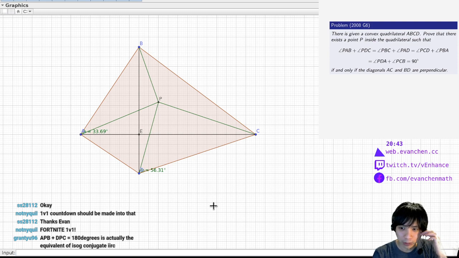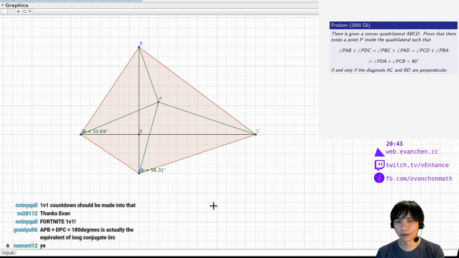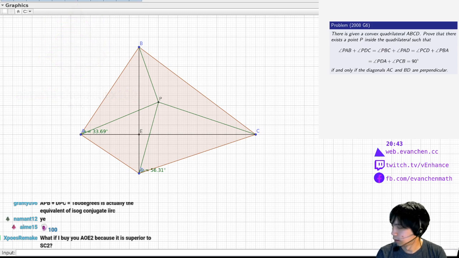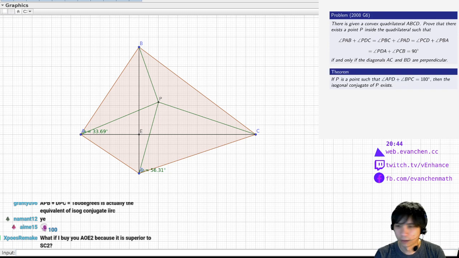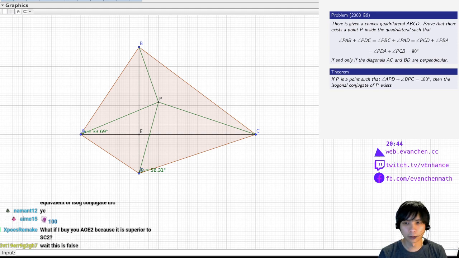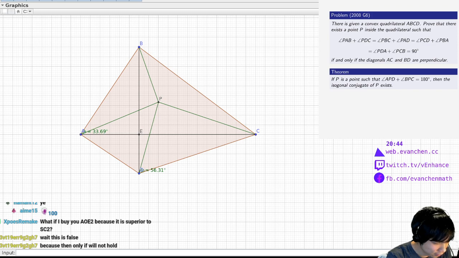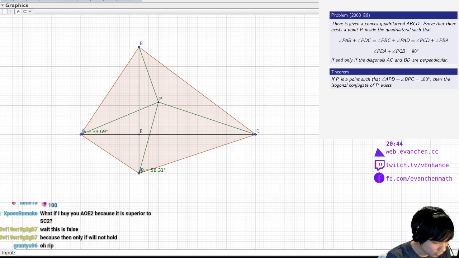Okay, so it exists because APB plus DPC is 180. So the condition is, if the opposite angles add up to 180, then the isogonal conjugate exists, right? So, theorem: if P is a point such that angle APD plus angle BPC is 180, then the isogonal conjugate of P exists. I'll take Twitch chat's word for that. In which case, one direction is now straightforward, because if you have the orthodiagonal, then you take the isogonal conjugate of the intersection, and then you're fine. This is false? Okay, what's the condition? Did someone dupe me? The only if will not hold.